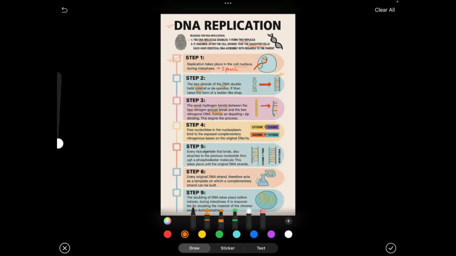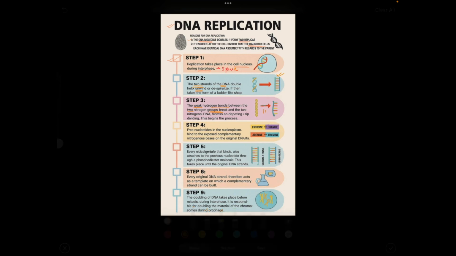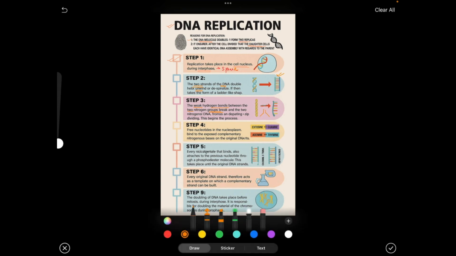In step 3, the weak hydrogen bonds between the two nitrogen base pairs break down, and they open up to form the replication fork. It is a Y-shaped structure like this. So the replication fork is created.